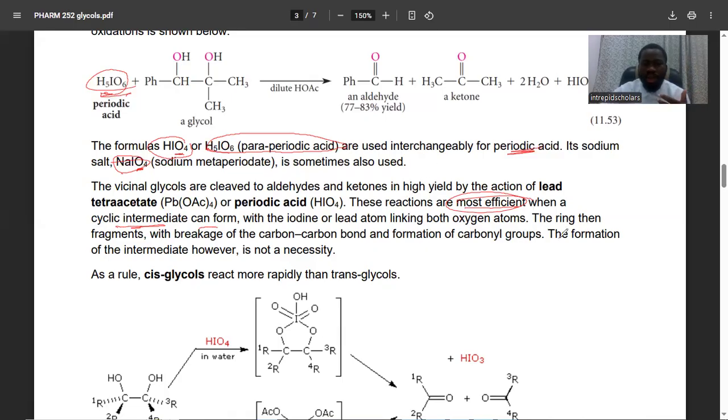So the last statement will make sense. The formation of the intermediate is, however, not a necessity. It only increases the efficiency of the reaction, but it is not a needed step.